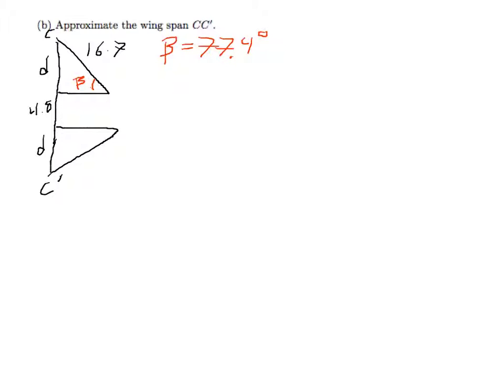So we can form a triangle, and we know the distance 16.7 feet from our diagram. So we inserted that for the hypotenuse. We need to solve for the two d values, and eventually we'll add them all together. To solve for d, we have an angle that we know and a side length that we know, so let's use a basic property of sine. Sine of beta, which is 77.4 degrees, is equal to our opposite, which is d, over our hypotenuse, which is 16.7.